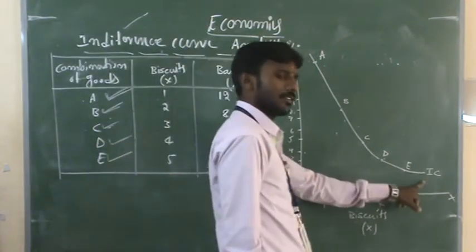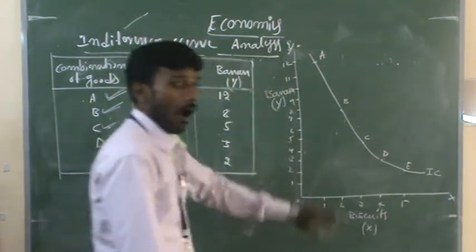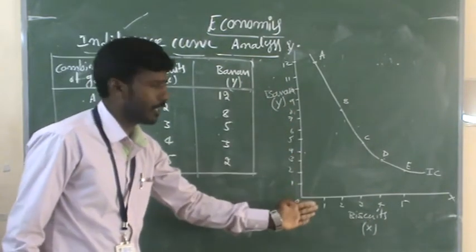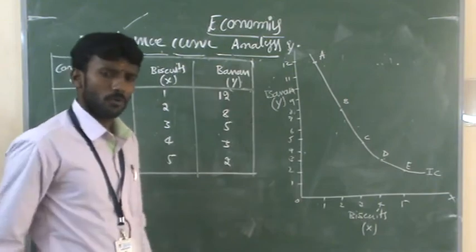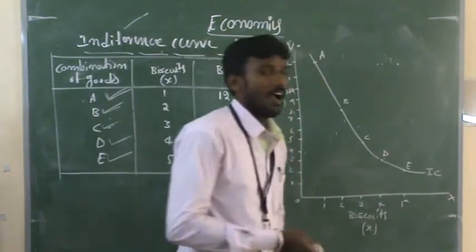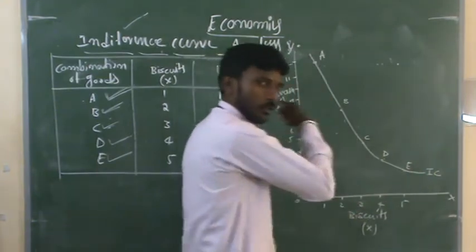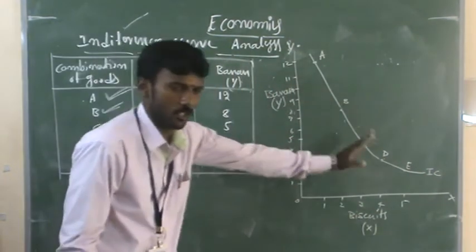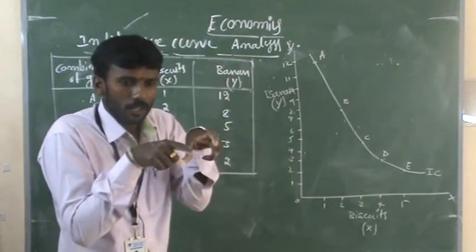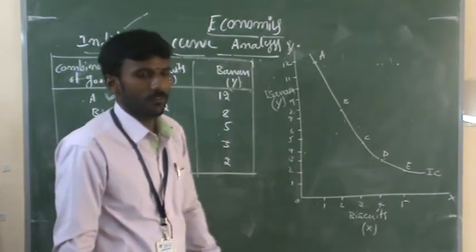So how do we get this IC curve? We join the graphical representation of all the combinations: A combination, B combination, C combination, D combination, E combination, like that. While we are joining all these combinations, we will get the IC, the indifference curve.